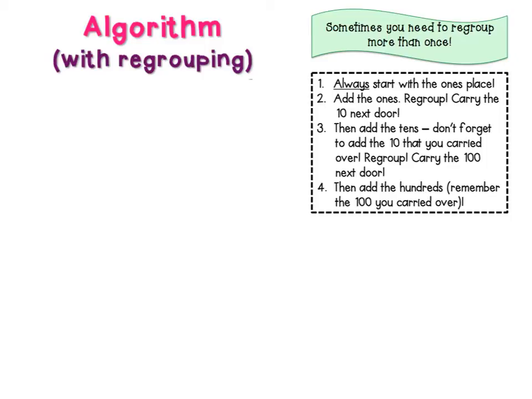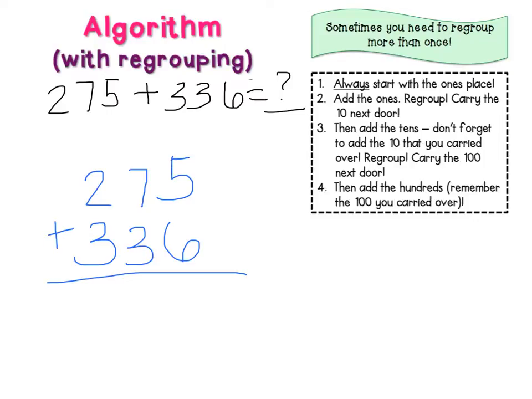Let's try a problem together. Go ahead and pause the video to grab a sheet of paper and a pencil. On your paper, go ahead and write the equation 275 plus 336. When using the standard algorithm method, we know that we have to rewrite the equation. Pause the video and do that now. Make sure that you've lined up the ones, the tens, and the hundreds column.